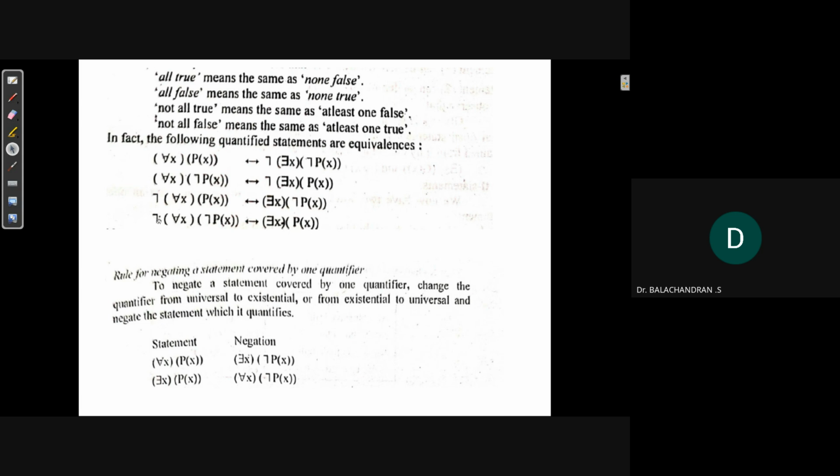If I take the negation, it gets cancelled, and I'll get what? Every x negation p of x. Similarly, I'll take the negation here also. So equal to what? Negation, there exists x p of x. So from these four statements I'll get these four. These four are equivalent.